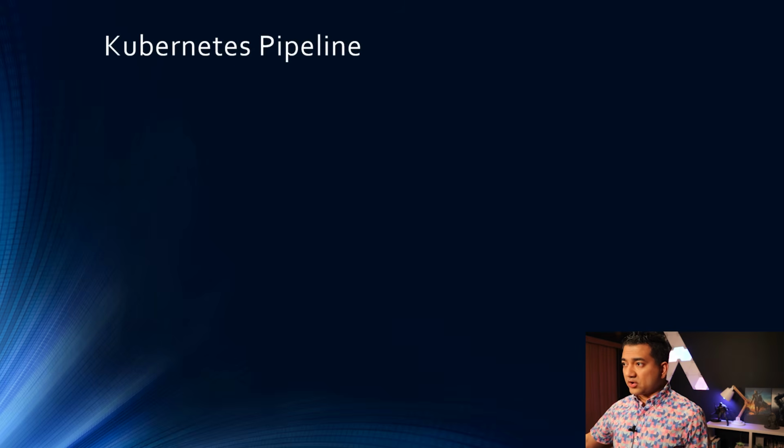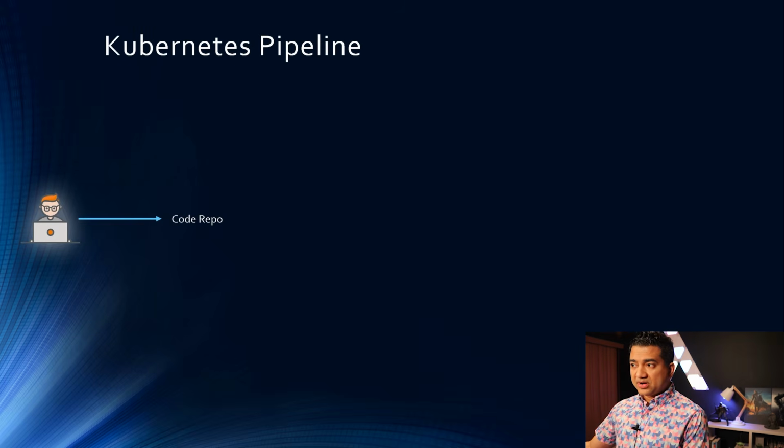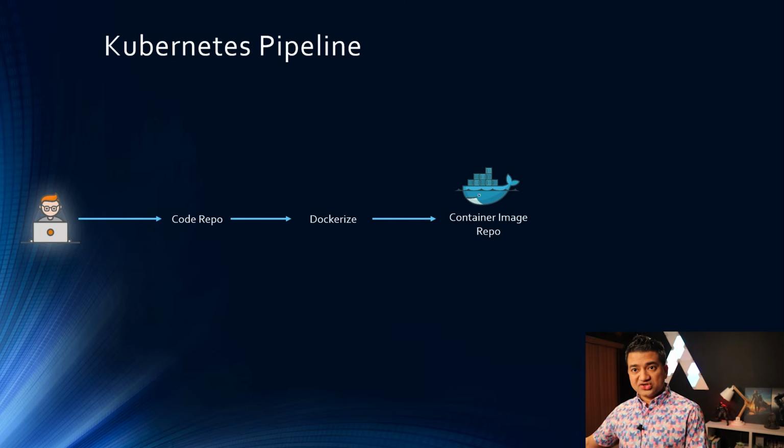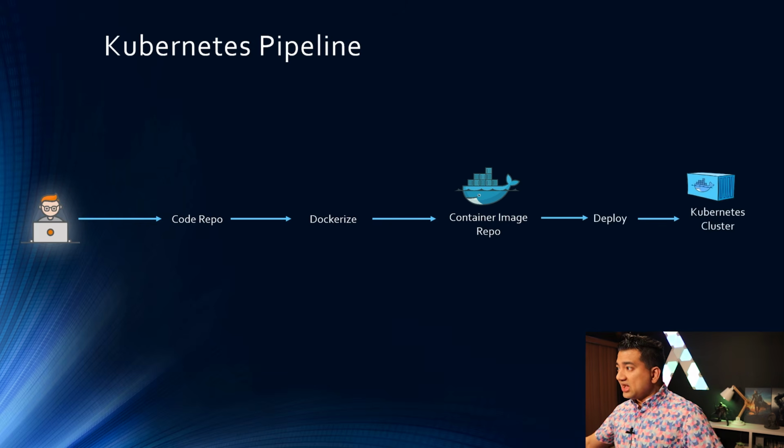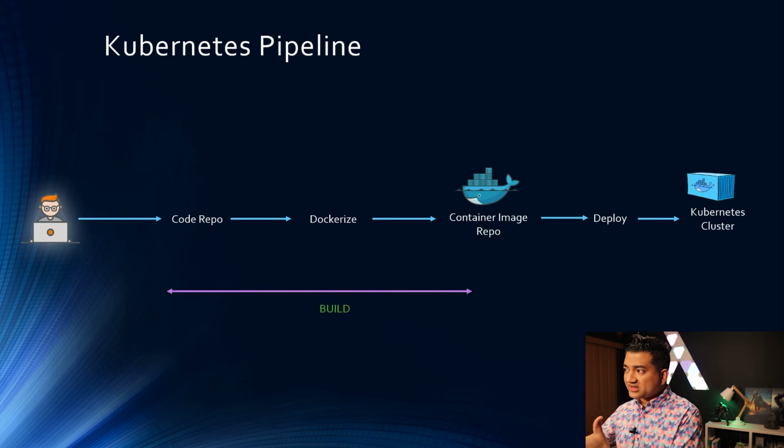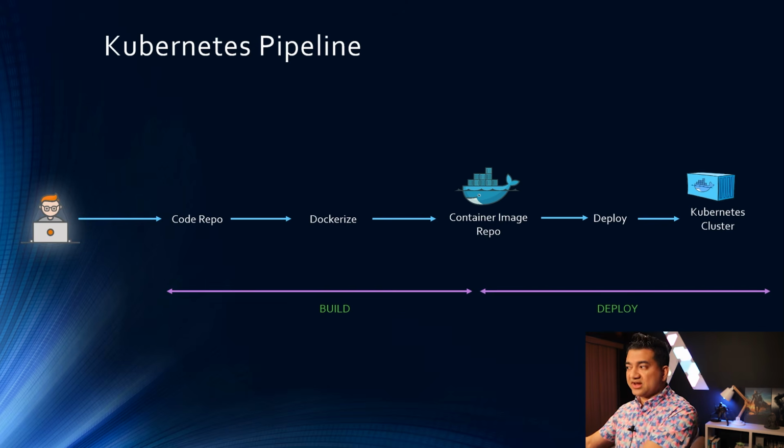The big picture for a Kubernetes pipeline is that the developer checks the code into a code repository, and then the code is Dockerized and a container image is created from that code. This container image is stored in a container image repository, and then it is deployed into a Kubernetes cluster. The process until the container image is stored in a repository is the build process, and the next part is the deployment. So basically continuous integration, and then either continuous delivery or continuous deployment.